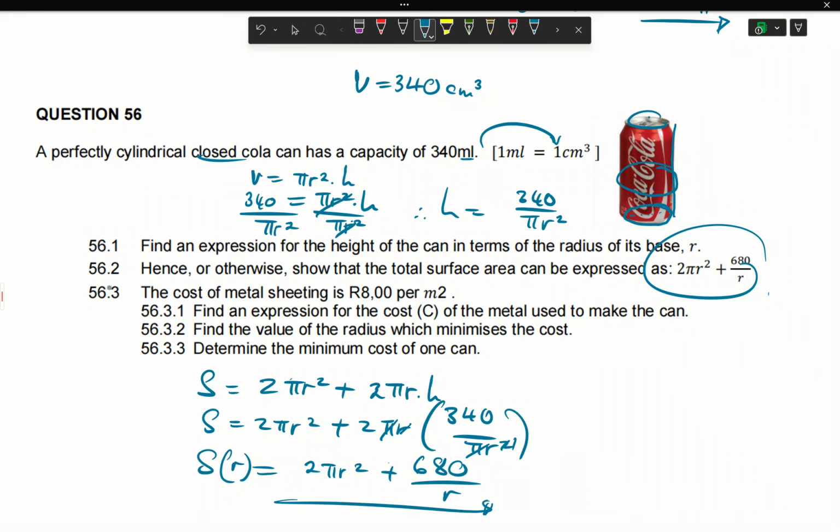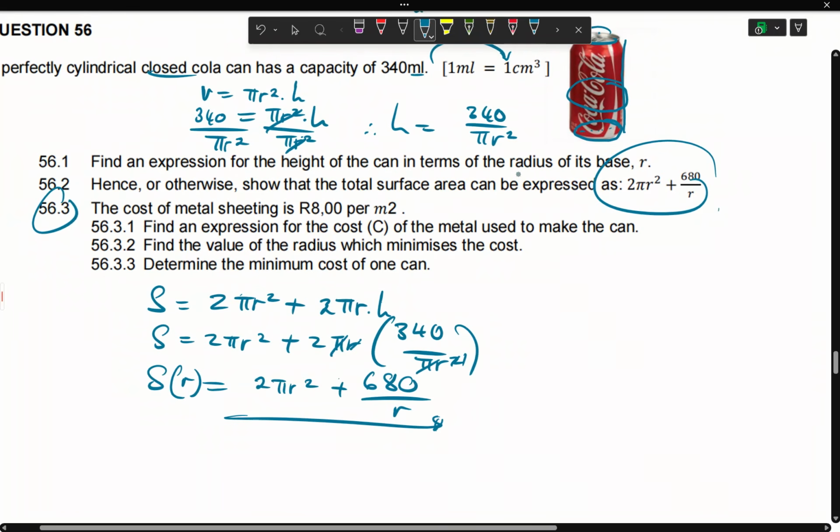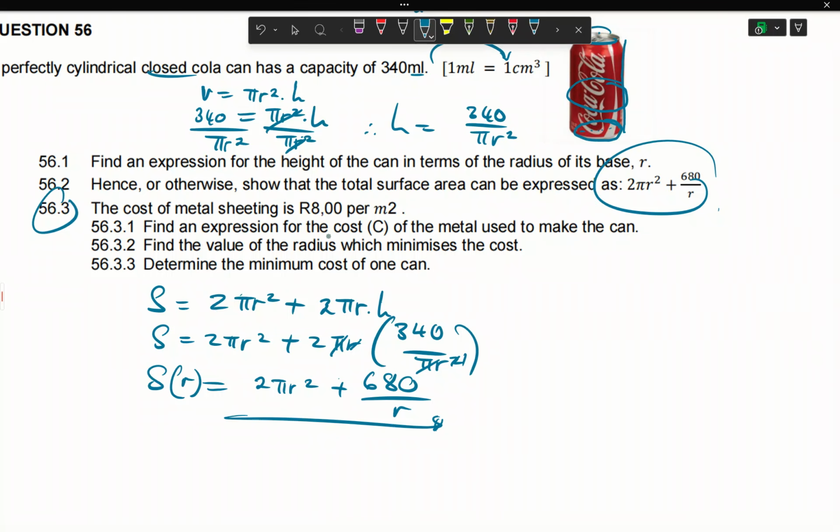The next question, guys, here we're dealing with cost. Remember, optimization is all about reducing the cost while increasing efficiency. That's optimization, guys. We don't want to use a lot of material to make something. We want to make sure that we use as little as possible. So now they say that the cost of metal sheeting is this. You see, the cost to make this metal sheeting. Metal is something that consists of elements.